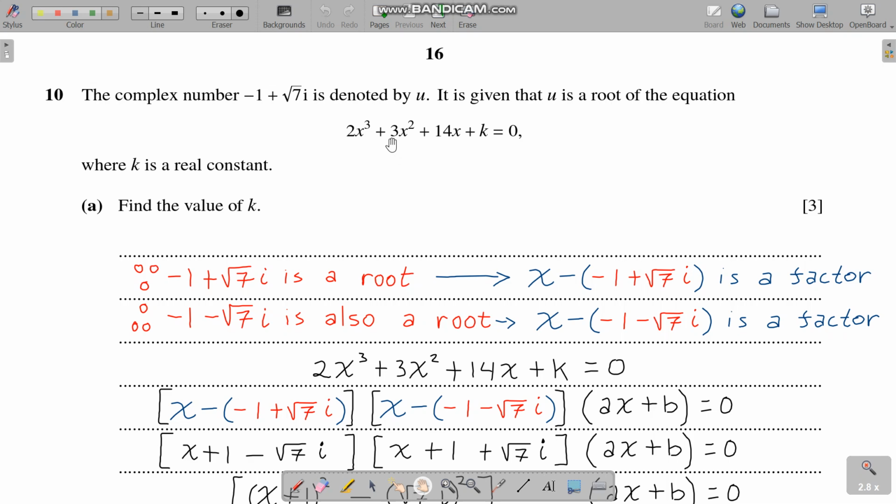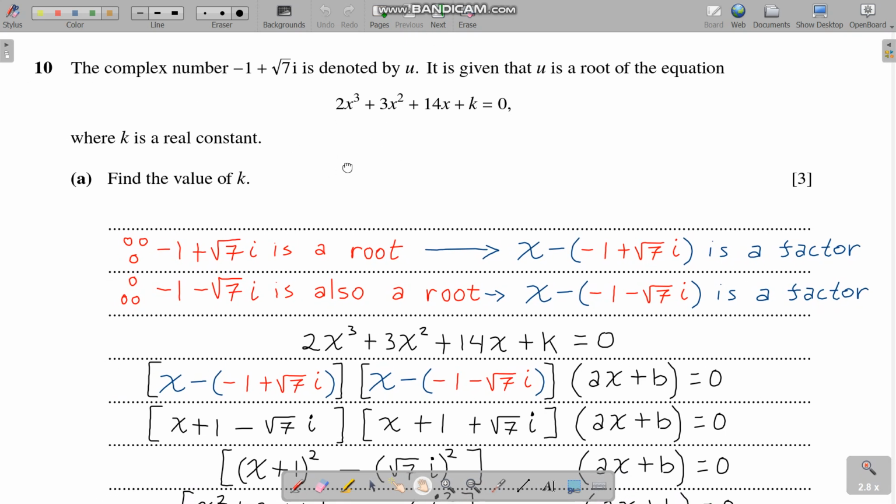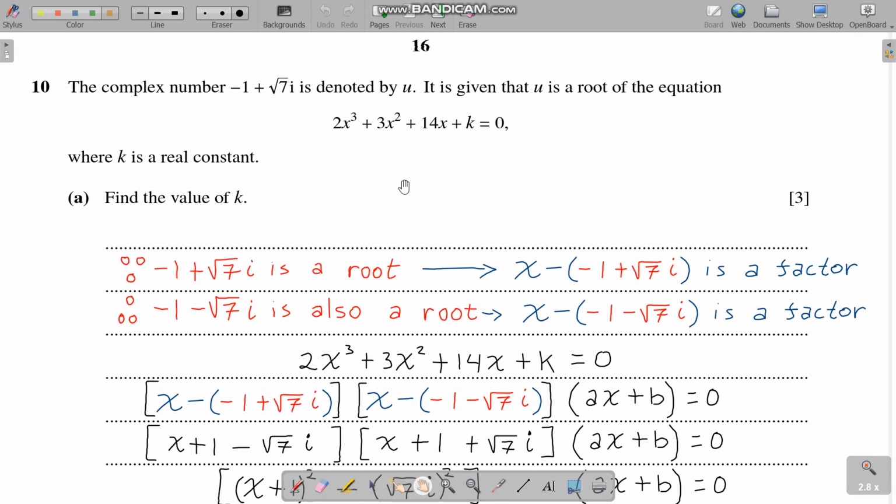about complex numbers. The complex number minus 1 plus root 7i is denoted by u. Given that u is the root of the equation, find k. Okay, there are many ways to do this. This is how I would do it.